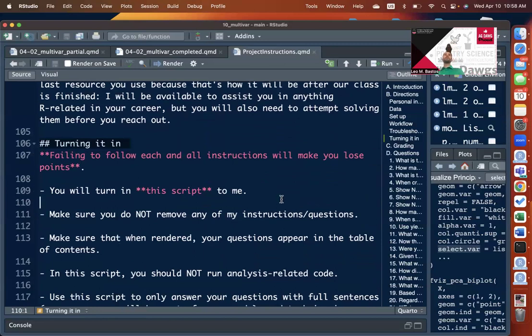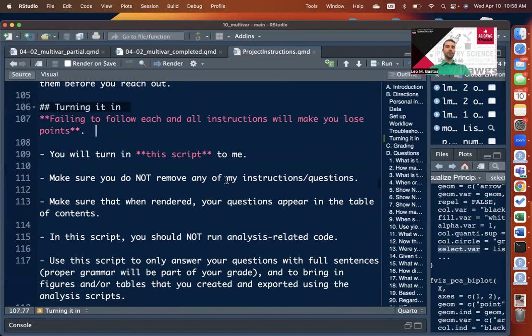So what do I want back from you? What I want back from you is this script that you're seeing. I do not want you to send me all of your QMD files, everything that you did from beginning to end. You're going to have to do that on your side to get to the answers I'm asking for. But what I want you to send me is this script that you're looking at, with the answers based on what you developed using the other scripts. Okay, so this is the script I want you to submit to me.